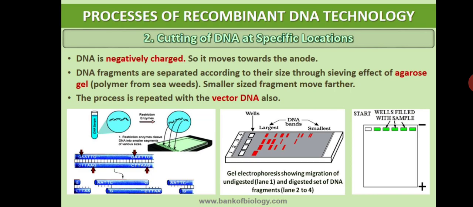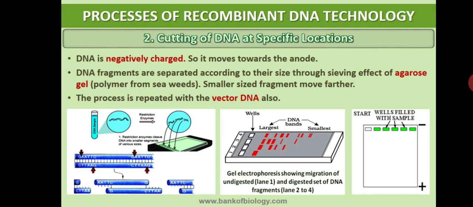The larger fragments remain here at the back side, and the fragments which have a very small size can move fast and reach the other end. Understood? Here the fragments are separated based on their length, as I told. This is the separation of the fragments by using gel electrophoresis.